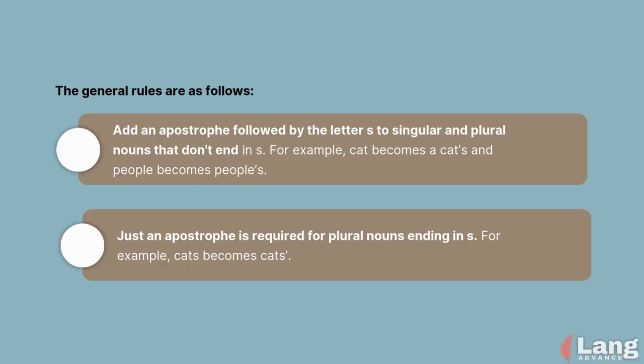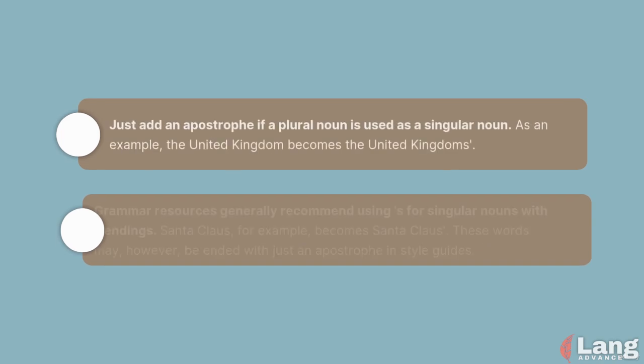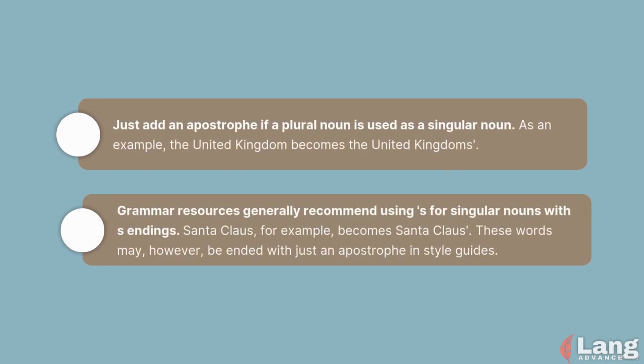Just an apostrophe is required for plural nouns ending in S. For example, cats becomes cats'. Just add an apostrophe if a plural noun is used as a singular noun. For example, the United Kingdoms becomes the United Kingdoms'. Grammar resources generally recommend using 's for singular nouns with S endings. Santa Claus, for example, becomes Santa Claus's. These words may, however, be ended with just an apostrophe in style guides.